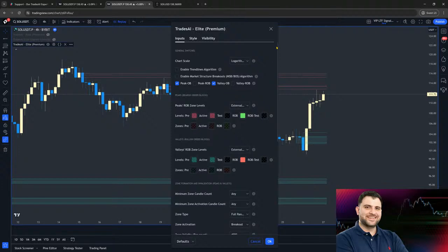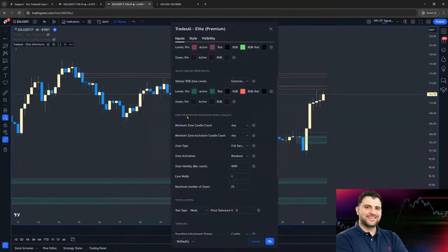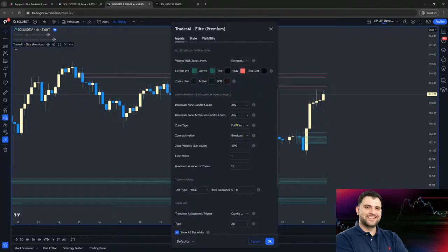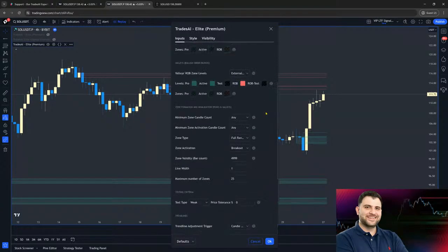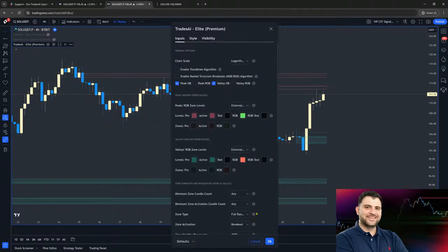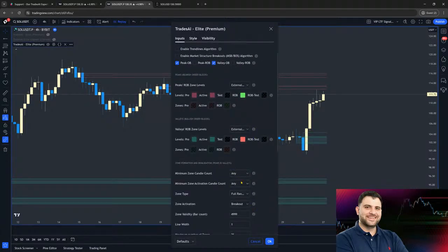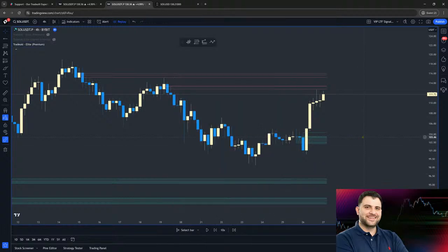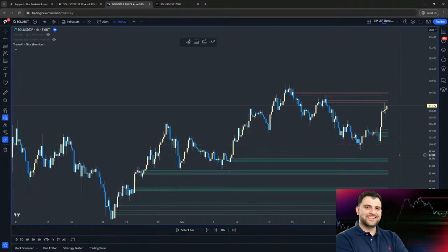In the settings, we're not going to go over all of them, but if you go to zone formation and validation, peaks and valleys, you can customize all that. Customize whether you want single candles or multiple candles, a lot of other things, how many peaks and valleys to show on the chart, and how long to keep them on the chart. You can find all these details in our tutorials on our website. If you go to how to use the indicator and join our Discord, there's a lot of information. Feel free to reach out to the support of TradesAI if you want more information on how to use these different settings as well. Play around with each setting and see how it changes the chart for you. But the default settings are good enough to start trading.